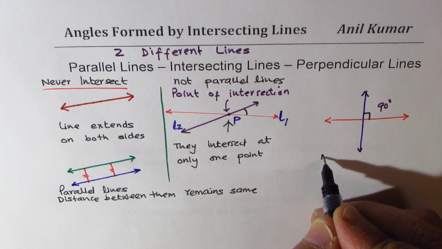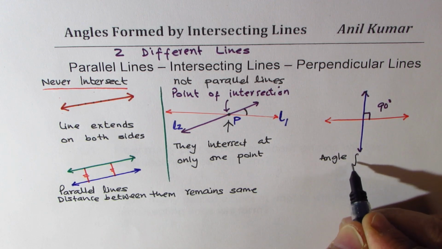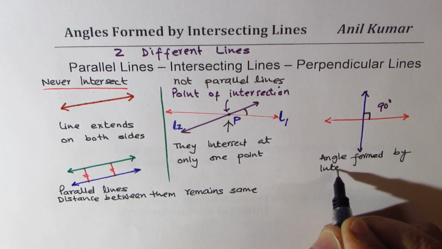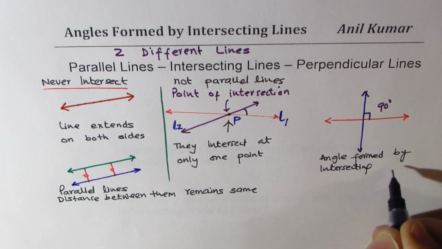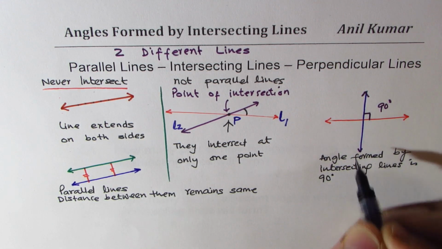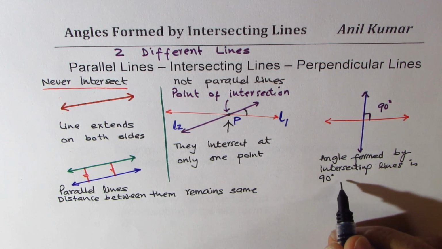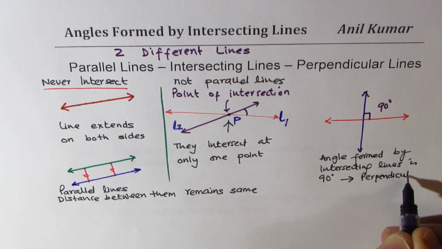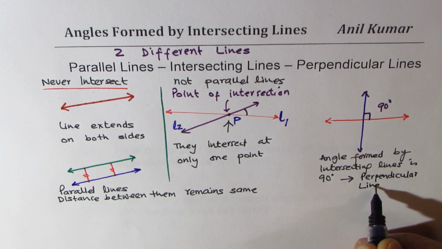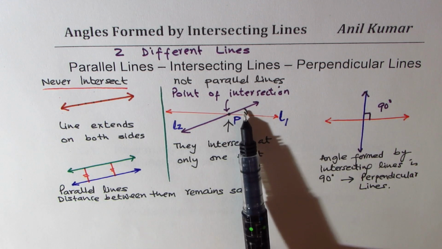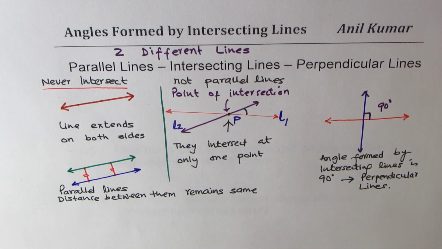So here, the angle of intersection, angle formed by intersecting lines, is 90 degrees. In that case, the lines are perpendicular. Correct? So that is the basic concept with which we'll move. Now we'll talk about these angles, right? Okay.